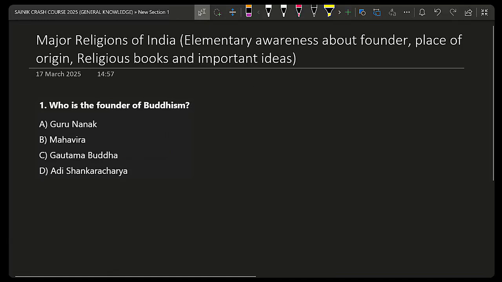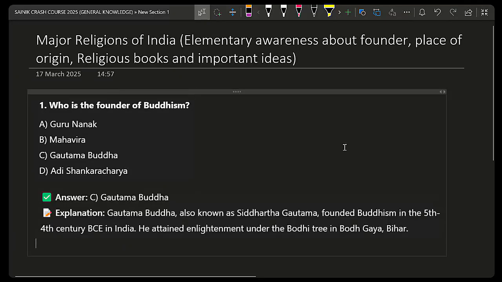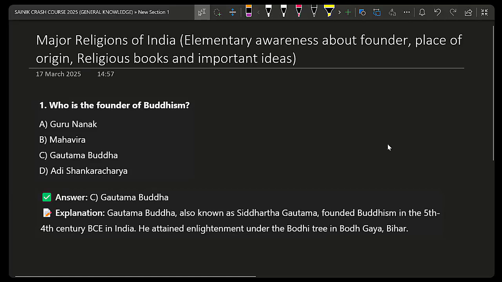Time up. One student gave Guru Nanak, wrong answer. One student said Adi Shankaracharya, wrong answer. And 18 students gave the correct answer. It is Gautama Buddha. Gautama Buddha, also known as Siddhartha Gautama, founded Buddhism in the 5th to 4th century BCE in India. He attained enlightenment under the Bodhi tree in Bodh Gaya, Bihar, which is in the present state of India called Bihar.